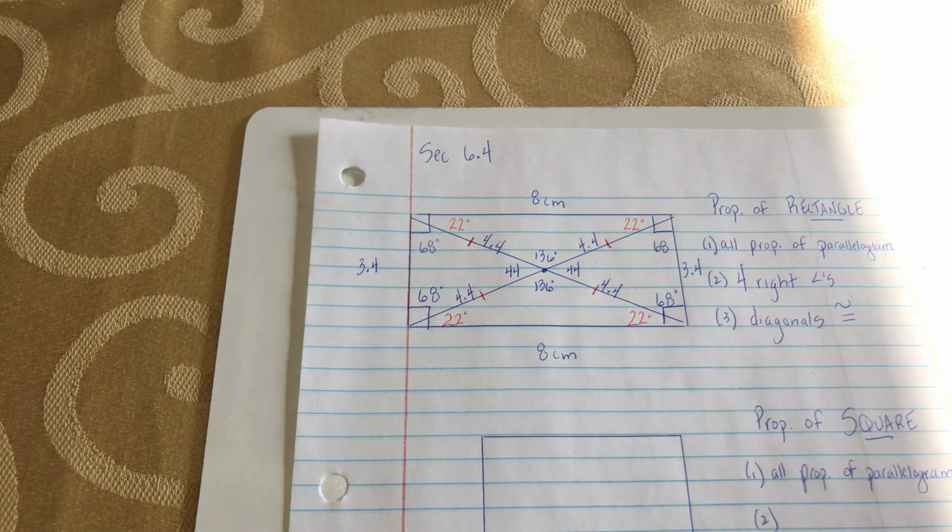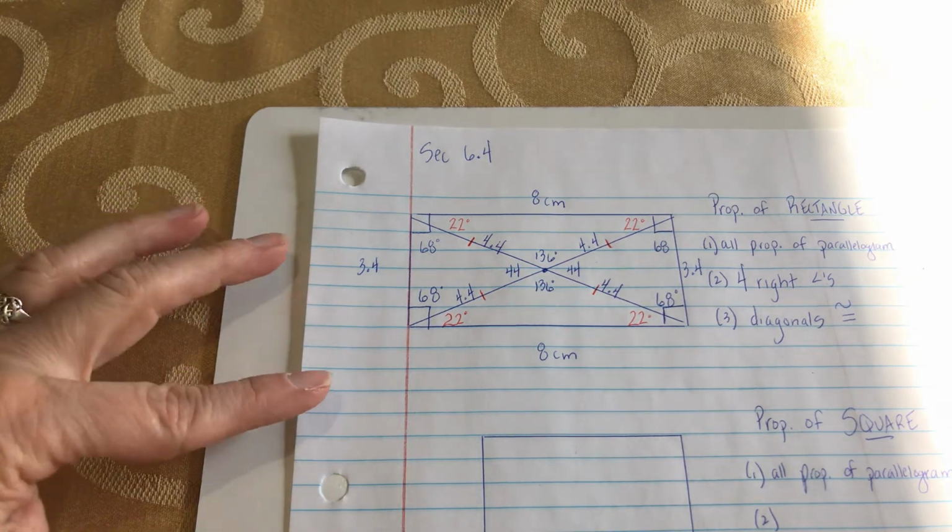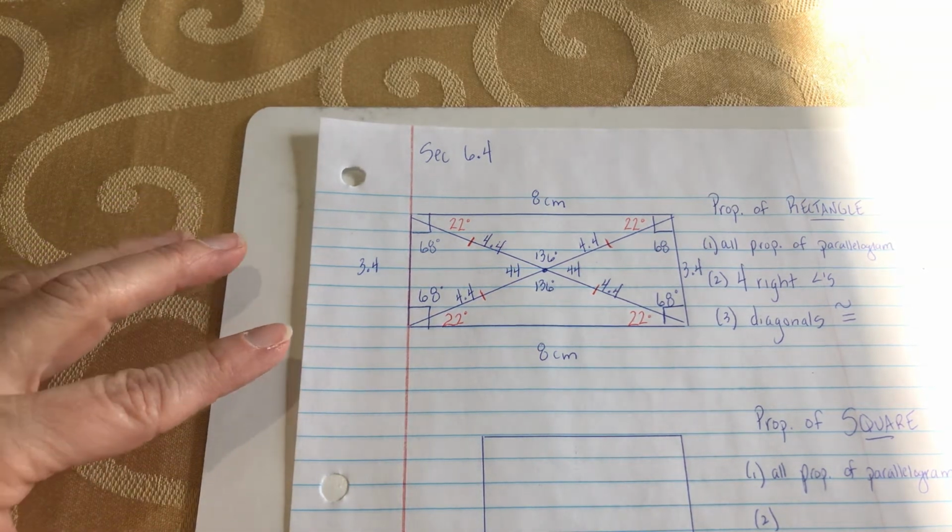So again, once you have the diagonals in there, you have lots of other things to choose from as far as how you find the other measurements you're looking for. Triangles, vertical angles, alternate angles, all those sorts of things. All right, that pretty much sums up the rectangle.